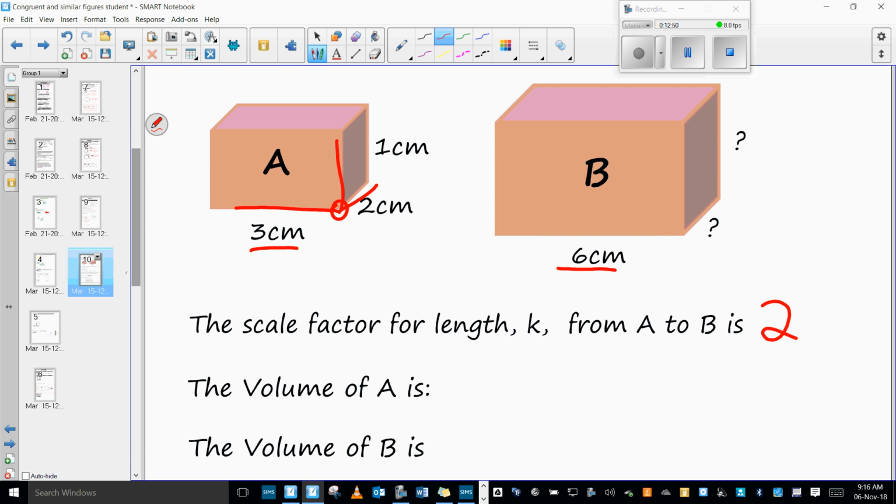So this is a prism because I've got this shape front and back. And to find the volume of a prism, you find the area of the end face and then multiply that by the distance between the faces. So we've got here 3 multiplied by 2 multiplied by 1. So that would be 6 centimeters cubed.